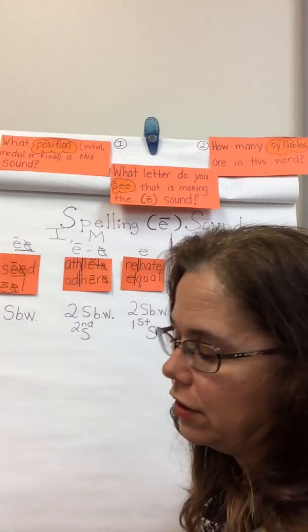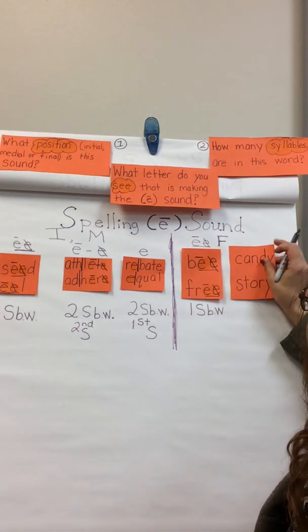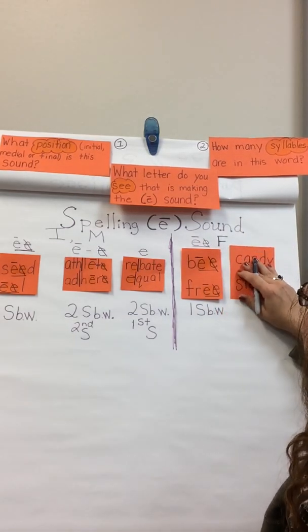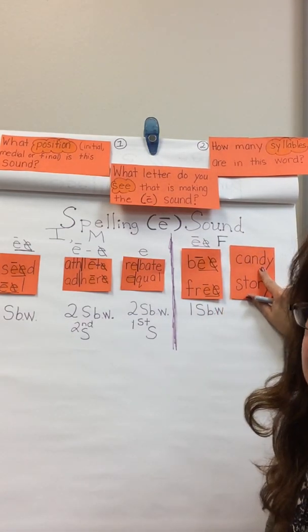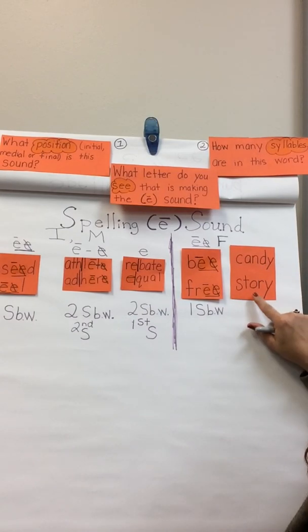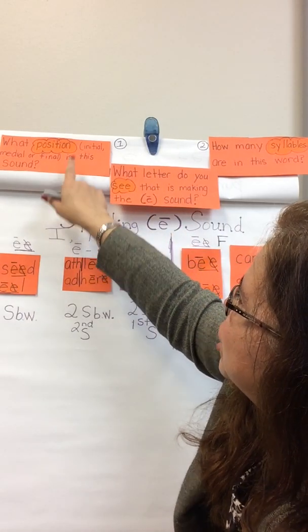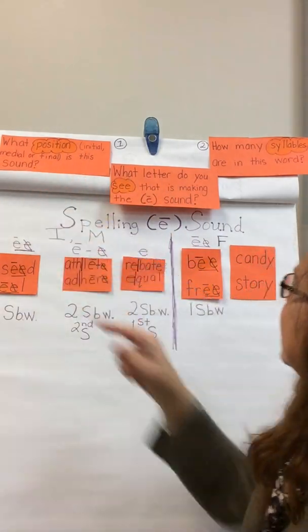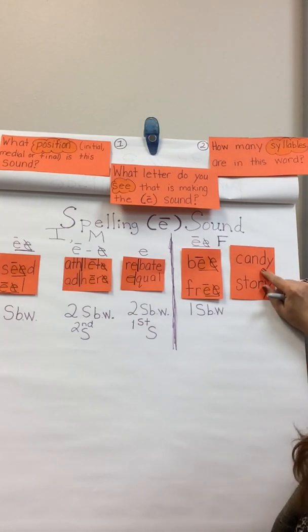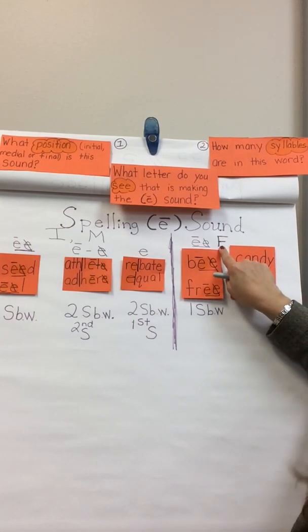Let's look at some more of the words. Repeat these words after me. Candy. Your turn. Story. Your turn. Let's look at our questions. What position, initial, medial, or final, is the sound? Candy. Story. That is in the final position. F for final.